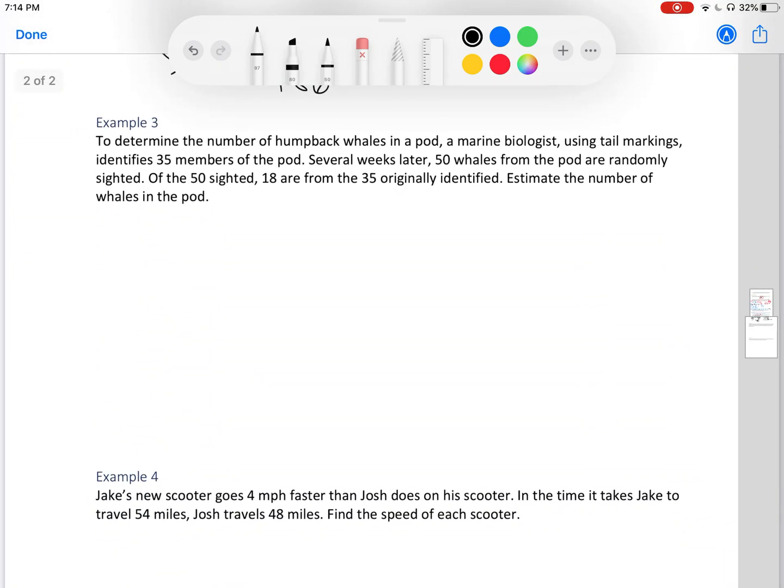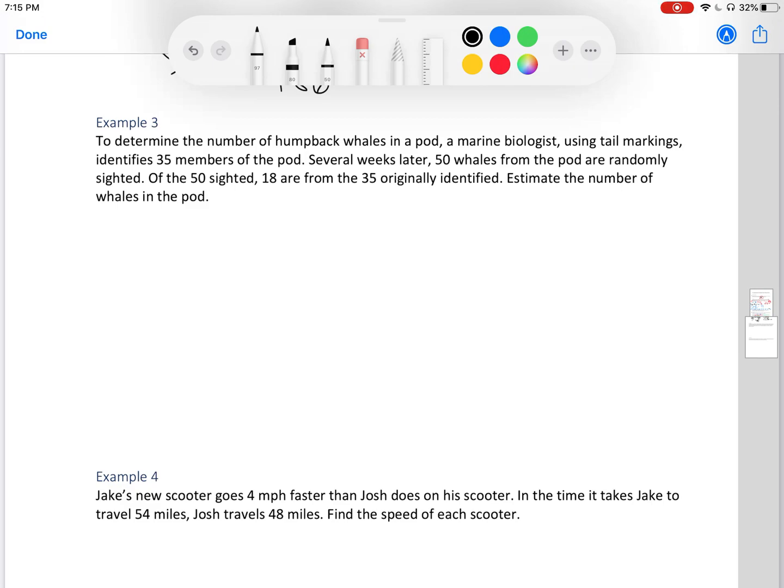Let's take a look at example 3. To determine the number of humpback whales in the pod, a marine biologist, using tail markings, identifies 35 members of the pod. Several weeks later, 50 whales from the pod are randomly sighted. Of the sighted 50, 18 are from the 35 originally identified. Estimate the number of whales in the pod.